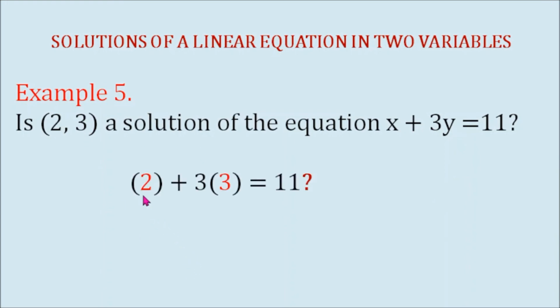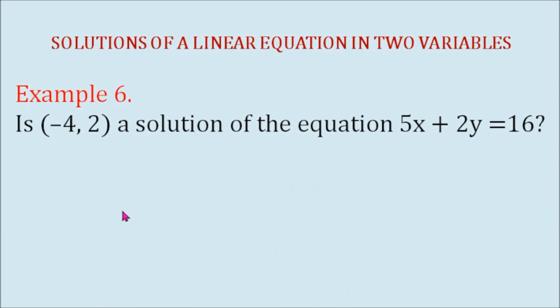So we have 2 plus 3 times 3 equals 11. Now, simplifying the left side, we have 2 plus 9. And we know that 2 plus 9 is 11. The left side of the equation is 11. The right side is also 11. So they are equal. So the answer is yes.